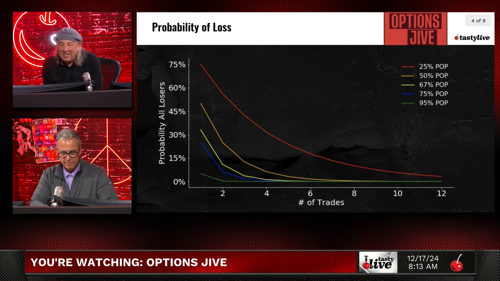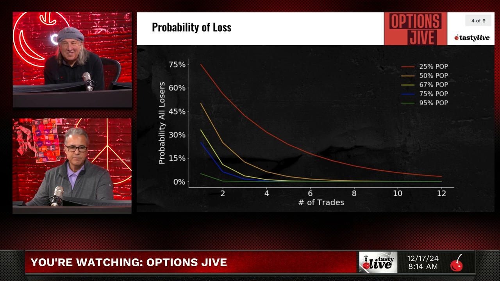So what we have here is the probability of all losers, with the number of trades. It's the same thing you just saw on the last slide, but we laid it out in graphical form so you can kind of see it. 25% pop, 50, 67.5, 75, and 95. It's quite the different animal. Anyway, it's a good visual. Let's go next slide.